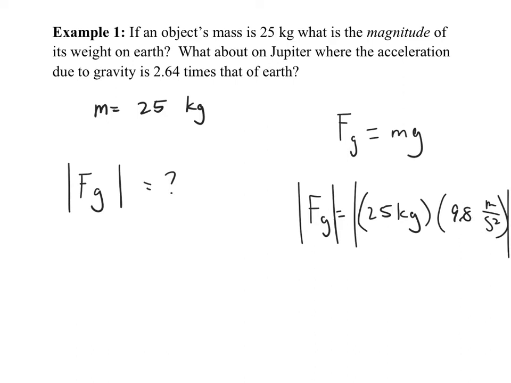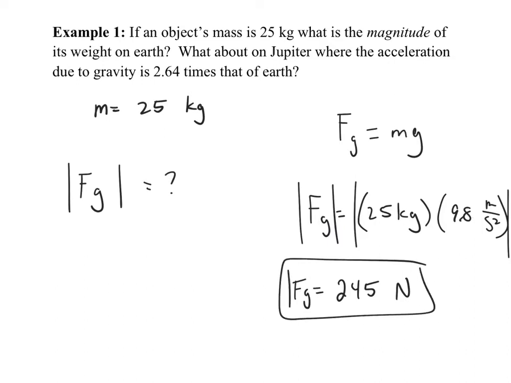What does that come out to be as a number here? Give me a quick number so I don't have to wait. Thank you. 245? Even? Yeah. Thank you. Okay, so that's the weight of the object on the Earth.